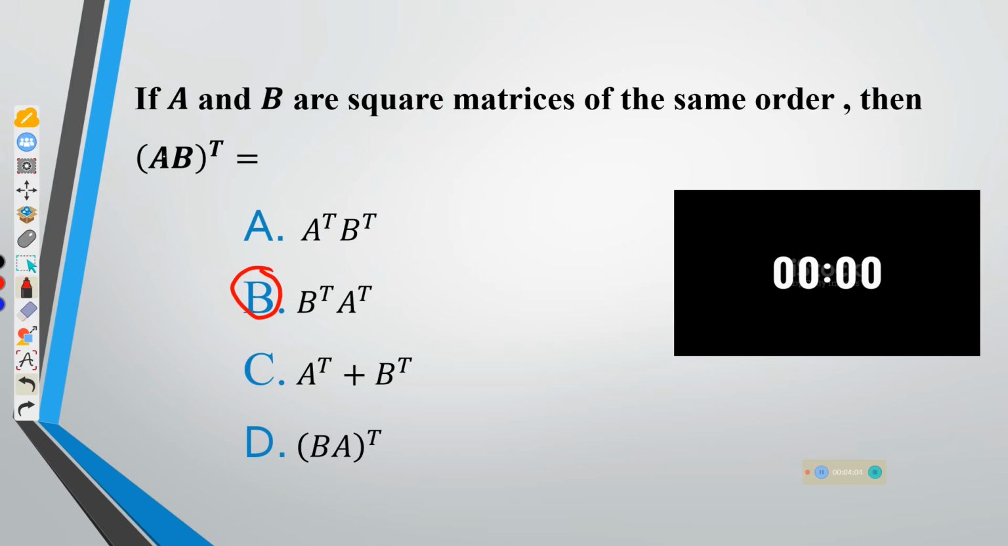When you take the transpose of the product AB, it is the same as B transpose times A transpose, not A transpose B transpose. That will be wrong. So it means this B will be the required answer.